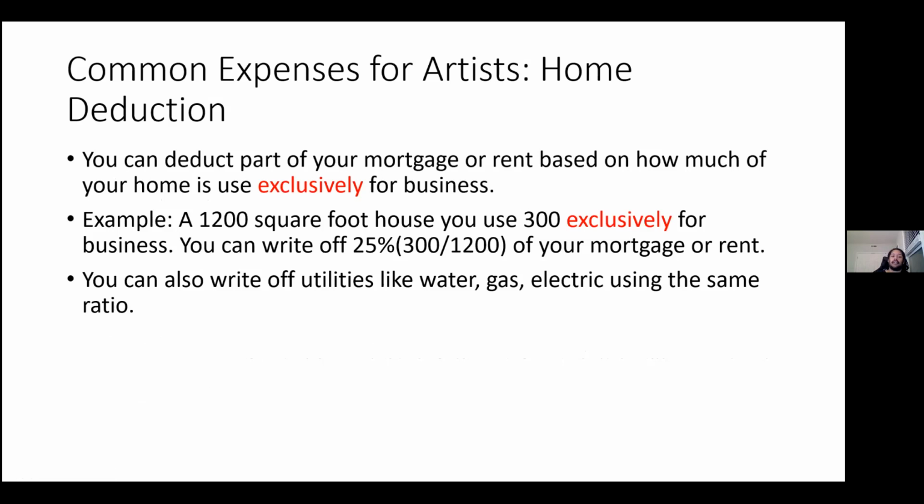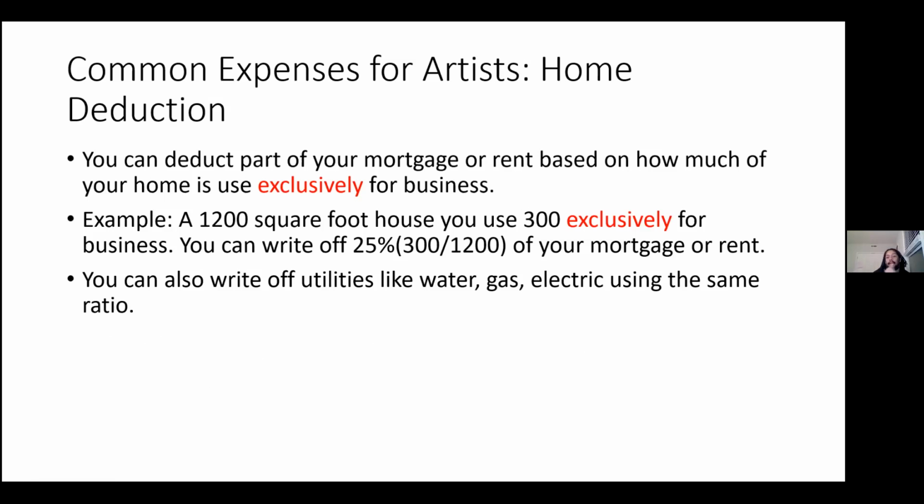A 1,200 square foot house, and you use 300 exclusively for business. So it doesn't have any other thing, like a TV or anything. It's just for business only. So you will be able to write off 25% with that, because that's 300 divided by 1,200 of your mortgage or rent. And that's not just mortgage or rent. You also can write off utilities like water, gas, electric using the same ratios. That's pretty huge for people.